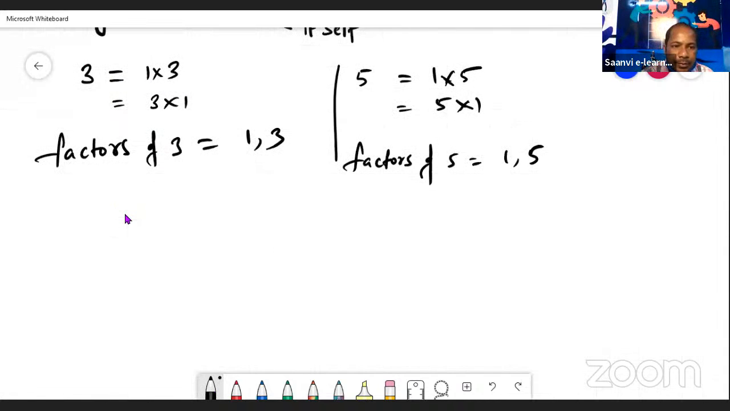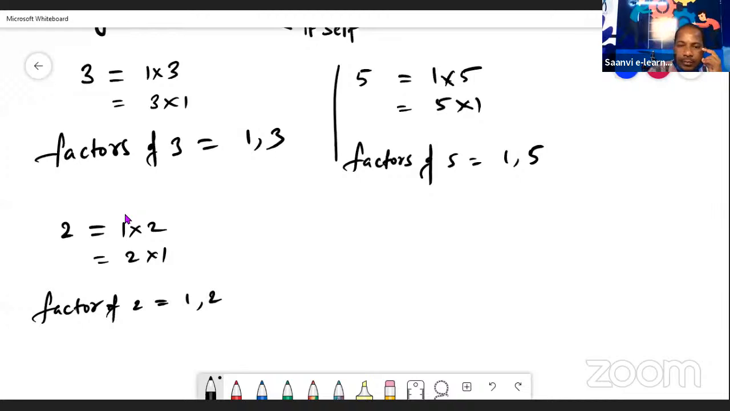Now take one more number, 2. 2 also has only two factors, 1 into 2 and 2 into 1. So what are the factors of 2? 1 and 2 only, 1 and itself. So 2 is also a prime number.